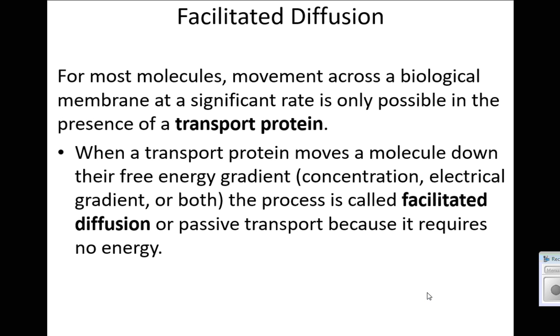You guys know what the word facilitate means? It means to help. So this is a form of diffusion that requires help. The other name for this is passive transport because it requires no energy, energy in the form of ATP. No ATP is needed for this to occur. Now, simple diffusion is also passive, but we don't necessarily call it passive transport. We just call it simple diffusion.